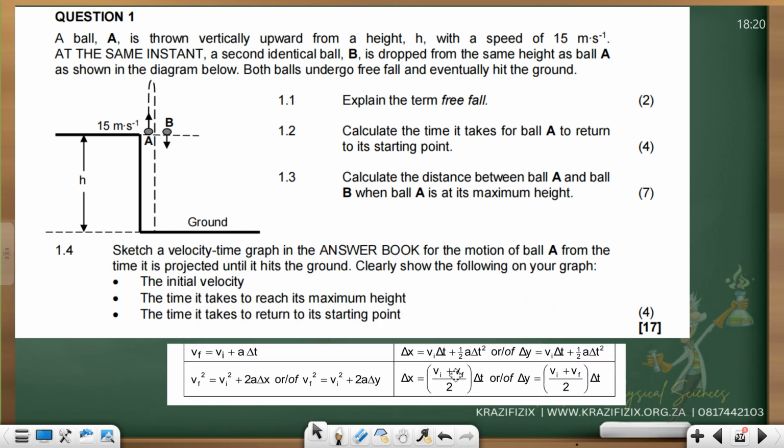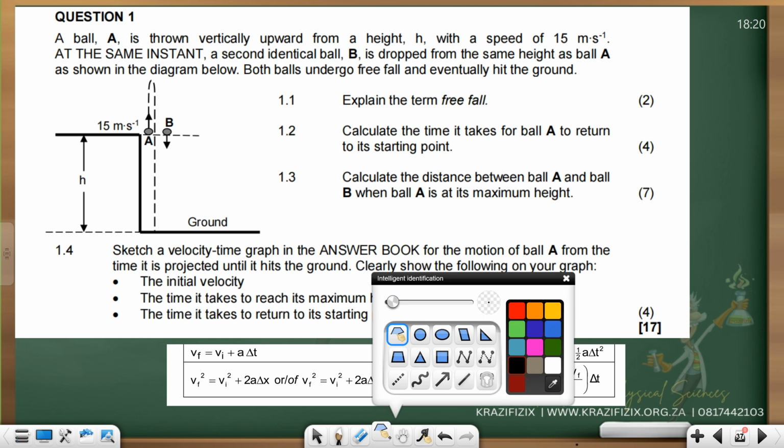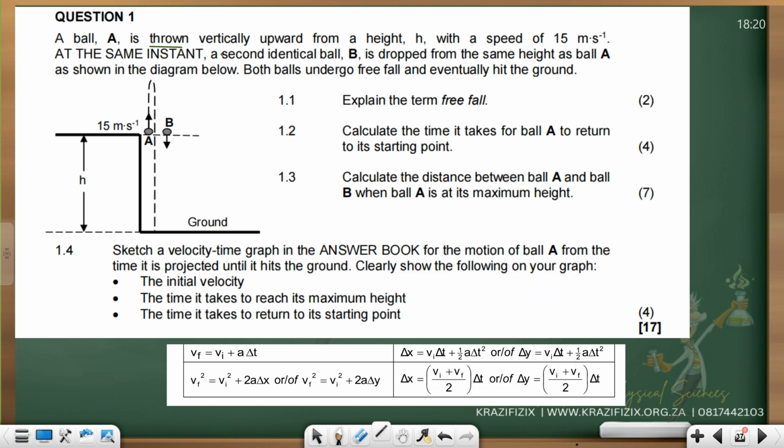All right, it starts by reading. A ball A is thrown. Please, I am going to emphasize some words. When you are answering the questions, also emphasize them. A ball is what? Thrown. But how is it thrown? Vertically upwards, from a height h. So automatically we know it has a speed because it was thrown. Velocity of 15 meters per second.